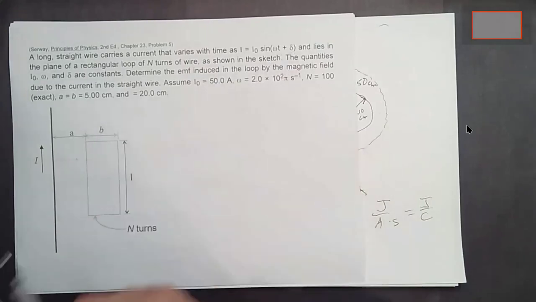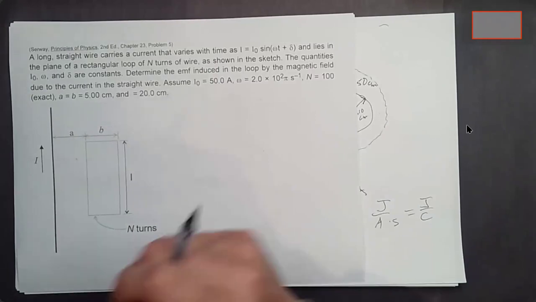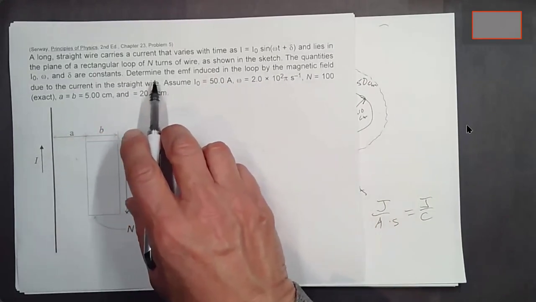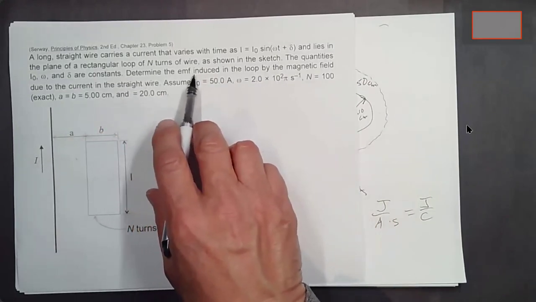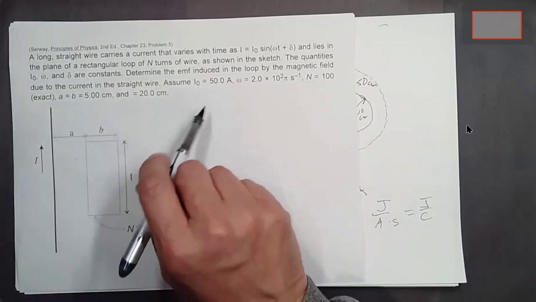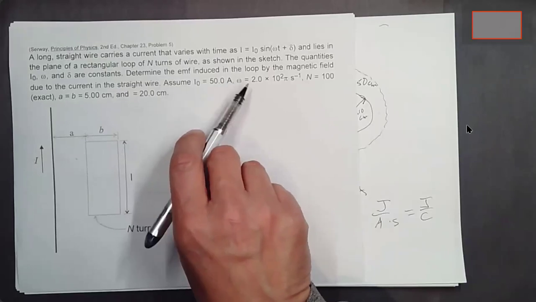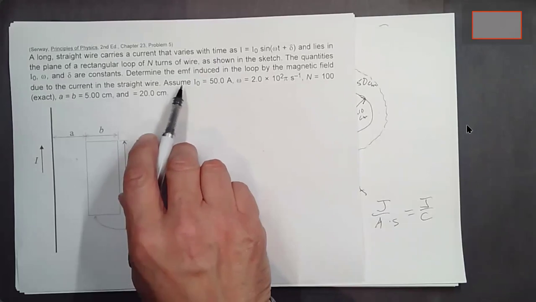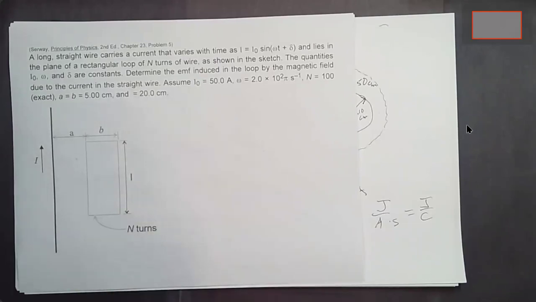At least if it's pure alternating current, you can get stuff that's not so pure, but that's what it usually looks like. And it lies in the plane of a rectangular loop of n turns of wire as shown in the sketch. The quantities I naught, omega, and delta are constants. Determine the EMF induced in the loop by the magnetic field due to the current in the straight wire. And so it looks to me like we're going to have to integrate again.